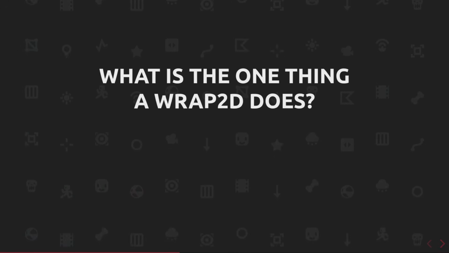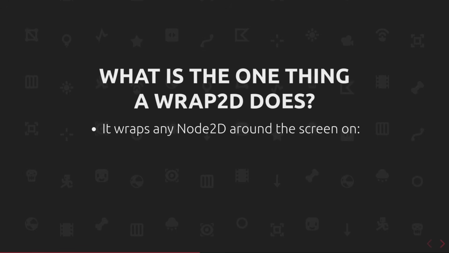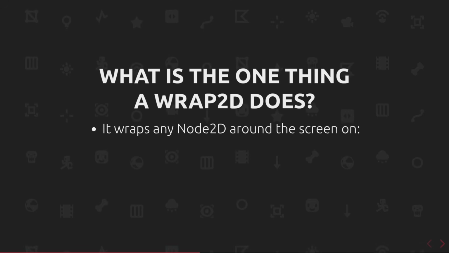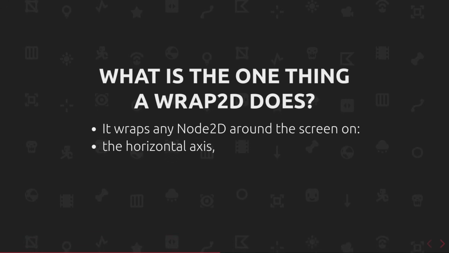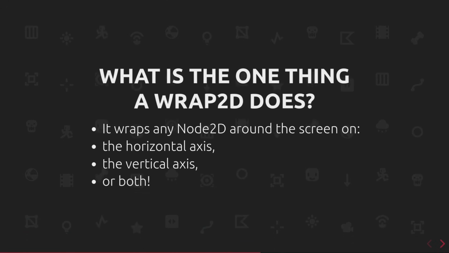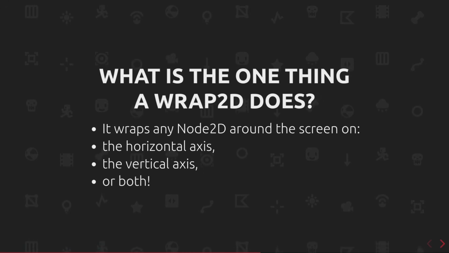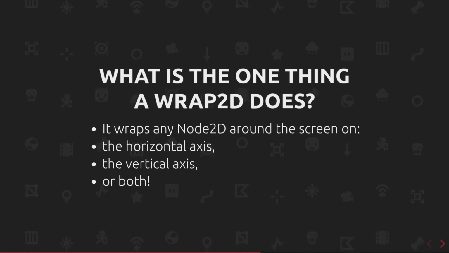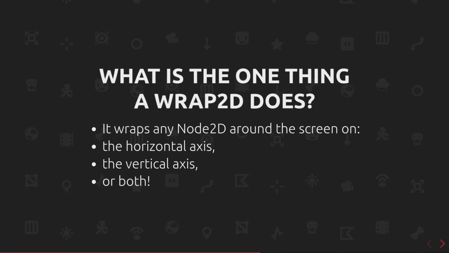For the Wrap2D component, it wraps any Node2D derived node safely around the screen on the horizontal axis, the vertical axis, or both. An important side note here is that the Wrap2D component works for CharacterBody2D and RigidBody2D nodes as well. So you can safely use it for any 2D node in Godot.